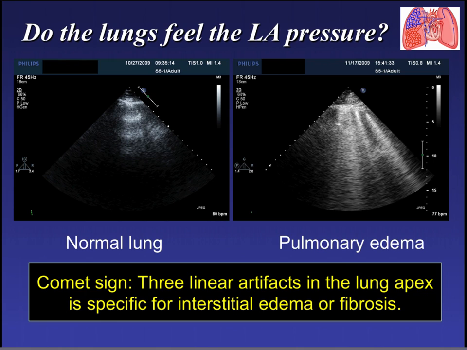Do the lungs feel the left atrial pressure? If the left atrial pressure has risen to a point that the lymphatics of the lung can no longer drain, then pulmonary edema occurs.